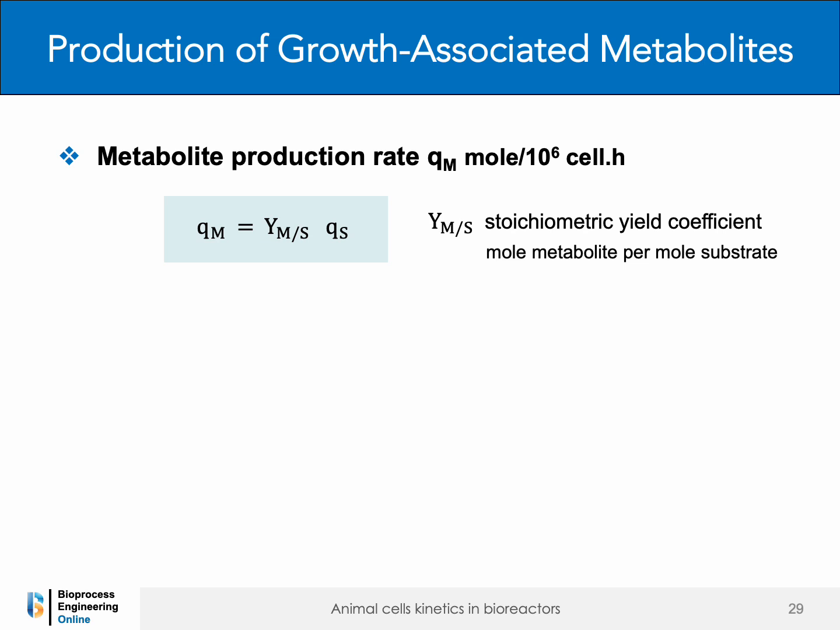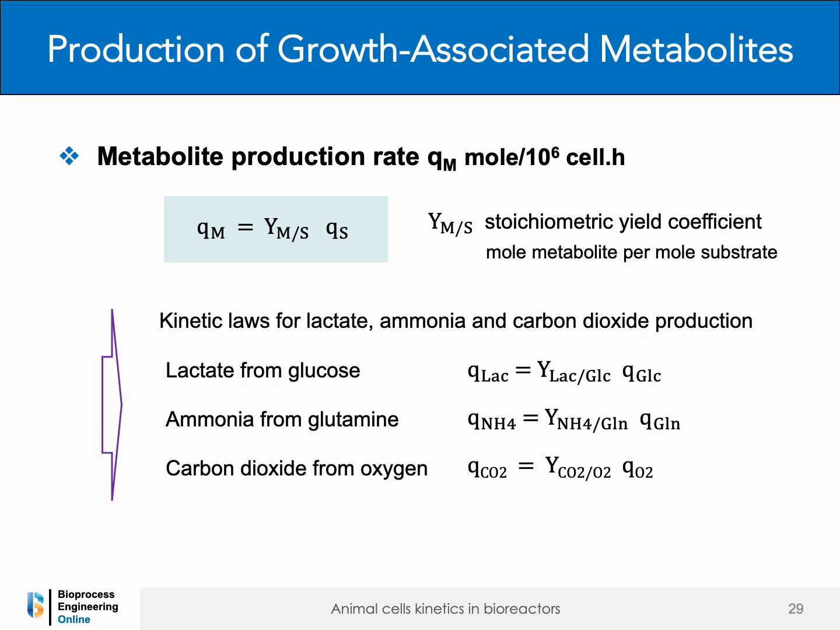The coefficient Ym over S represents the stoichiometric yield of metabolite formation expressed as moles of metabolite produced per mole of substrate consumed. This relationship applies to the principal metabolites encountered in animal cell culture. Lactate is mainly produced from glucose metabolism. Ammonia originates primarily from glutamine metabolism, and carbon dioxide is generated during the oxidative metabolism of substrates through cellular respiration. Each metabolite is characterized by its own stoichiometric yield coefficient, which depends on the metabolic pathways active in the cells.